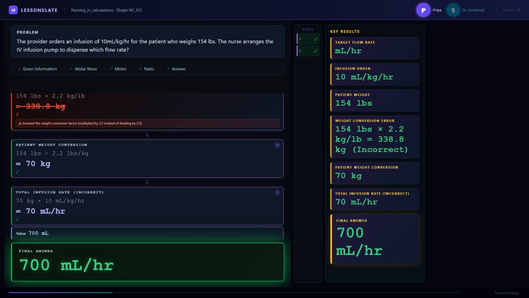Oh, 700 milliliters per hour. That makes sense now. I really appreciate your help with this, Dr. Sandoval. The unit conversion at the beginning always trips me up, but breaking it down into steps made it much clearer this time.